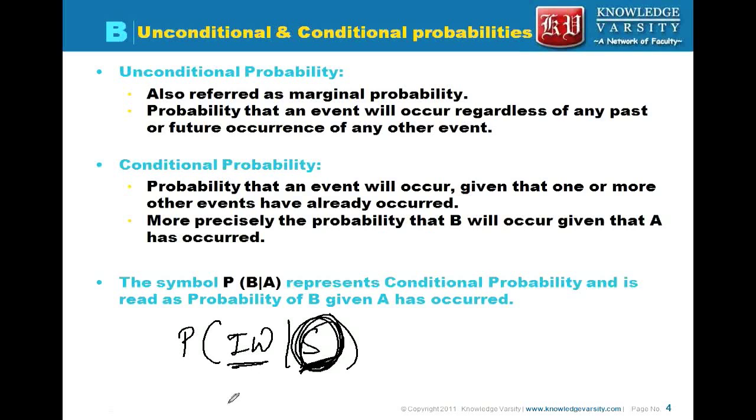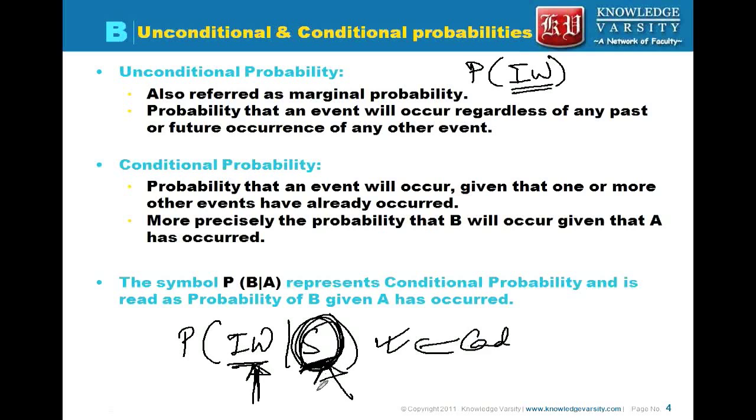So conditional probability is: if Sachin plays, what is the probability of India winning the match? You have two ways. We can say unconditional probability is the probability of India winning the match. We can say conditional probability is the probability that India wins the match given that Sachin has played. This is your conditional probability. That means the probability that India will win depends on whether Sachin is playing or not.